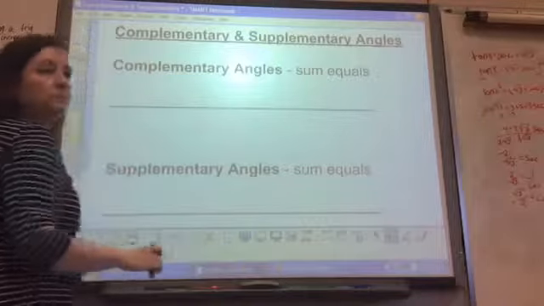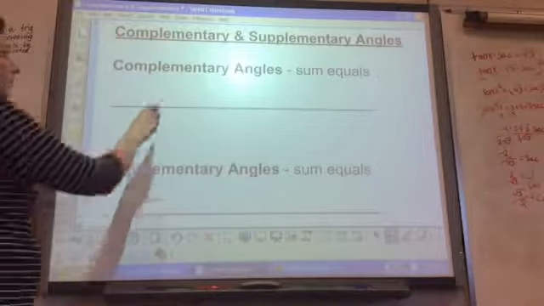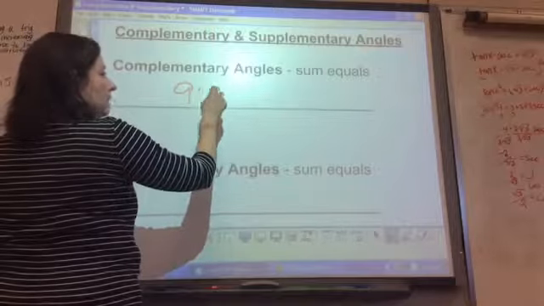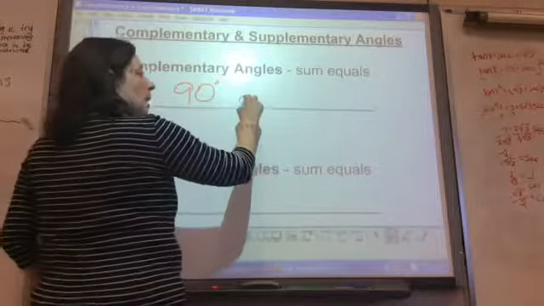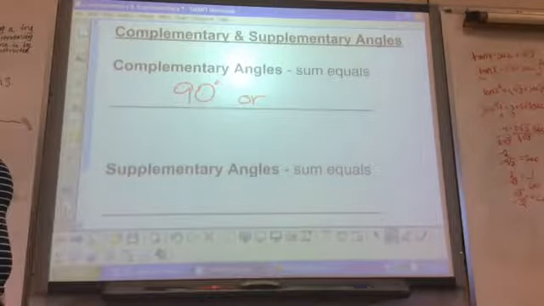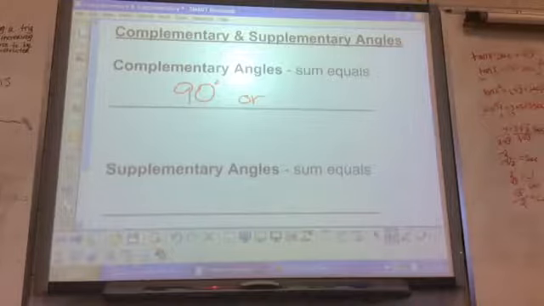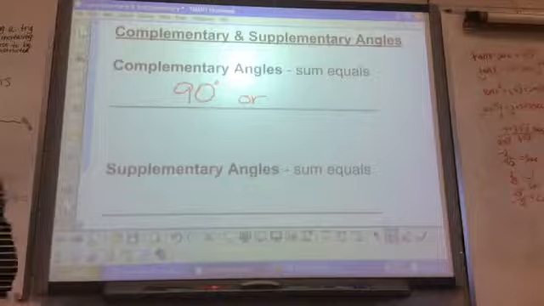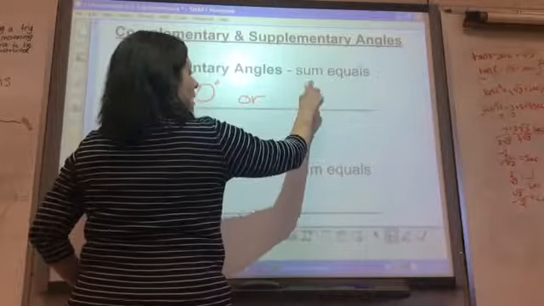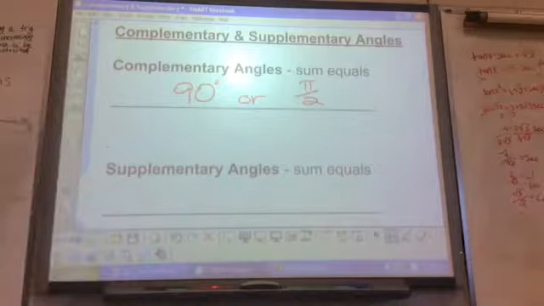What do they add up to be? 90. Complementary angles are 90 degrees. Or, I'm going to say or, and I'm going to give their radians. What's the radian equivalent to 90 degrees? How do you convert that to radians? Yep, times pi over 180. So what would that give you? 1/2 pi. All right. So pi over 2, basically.